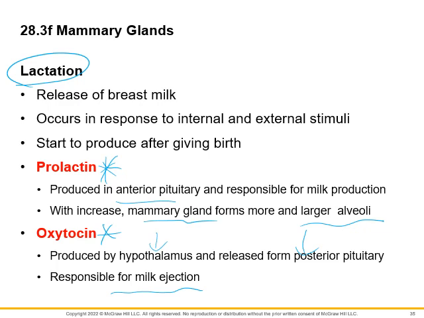It was only one of the two posterior pituitary hormones that is released. And you need both, right? So you need prolactin to make the milk. And then upon giving birth to a child, oxytocin is high enough level that it causes the milk to be ejected.